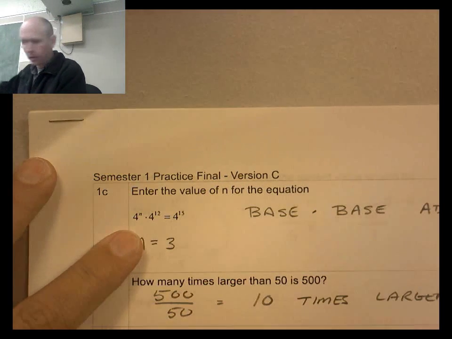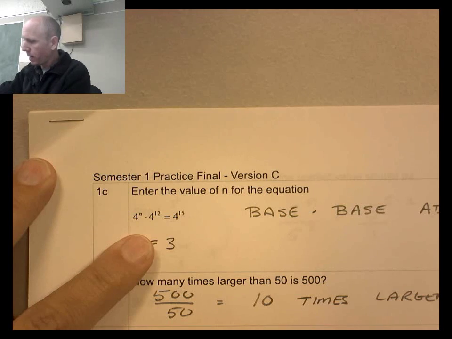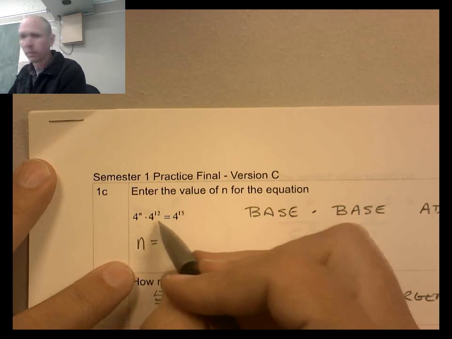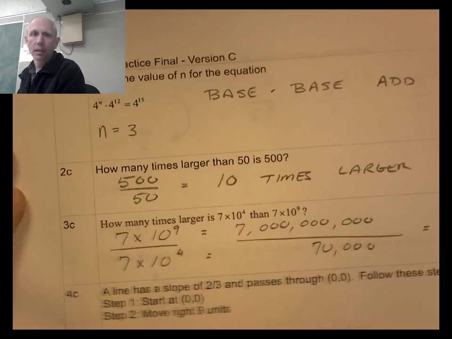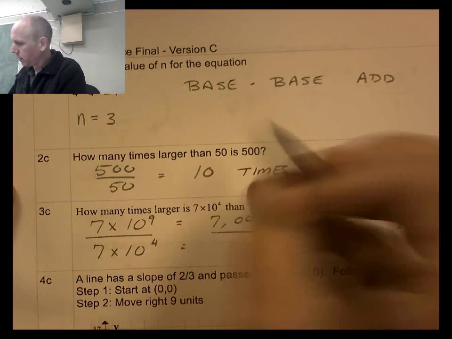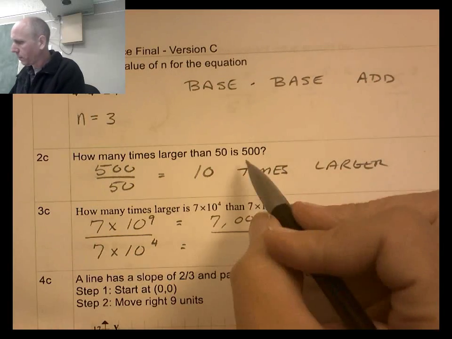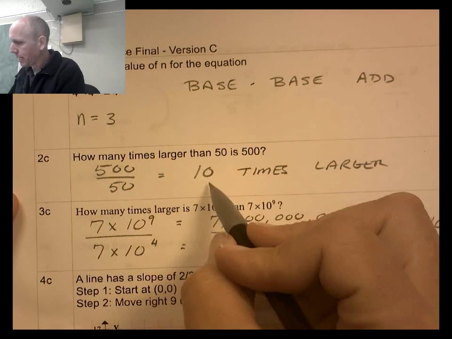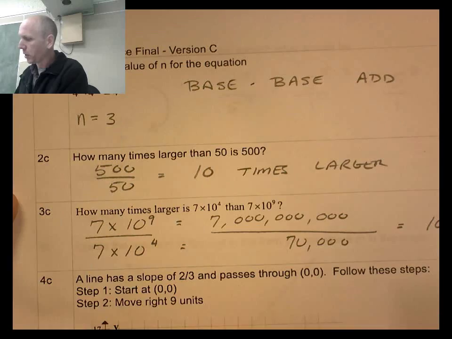So 4 to the n power times 4 to the 12th power equals 4 to the 15th power. n would have to be 3 to make this work because it's a base add. This one's not on the final exam, but it's just setting you up. So 500 divided by 50 is 10. It's 10 times larger. Now we're doing the same thing.